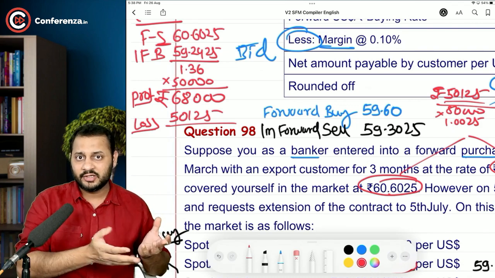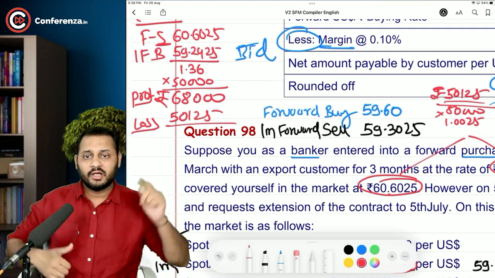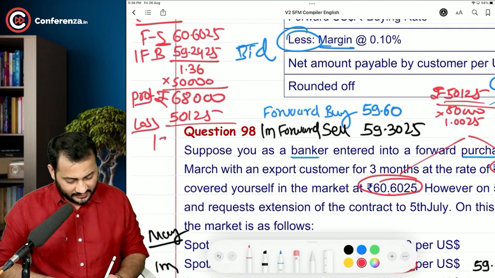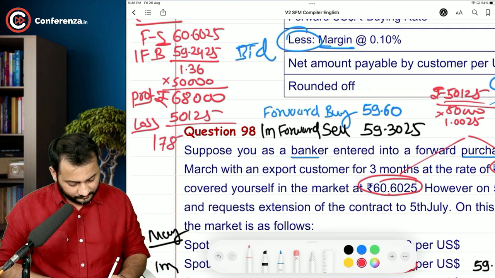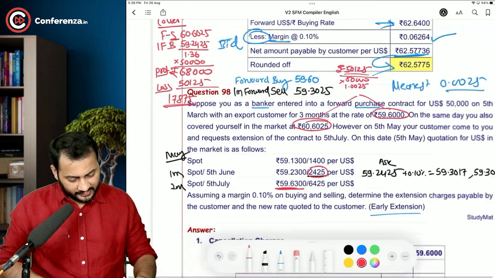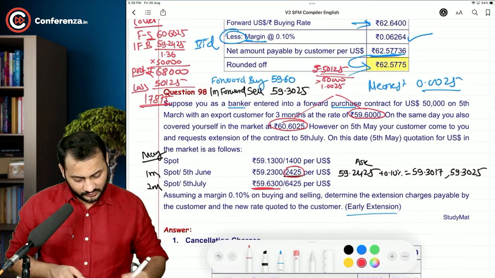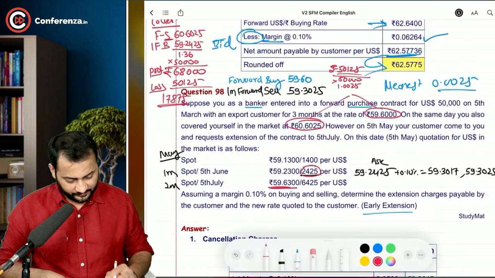but he didn't honor it. So this profit will be recovered from this profit, and the balance will be paid back to the customer. Sorry, 68,000 minus 50,125 comes to 17,875. Okay, I think the rest of the amount is because of the margin. What is the total profit? 14,875. Okay, let me just check.